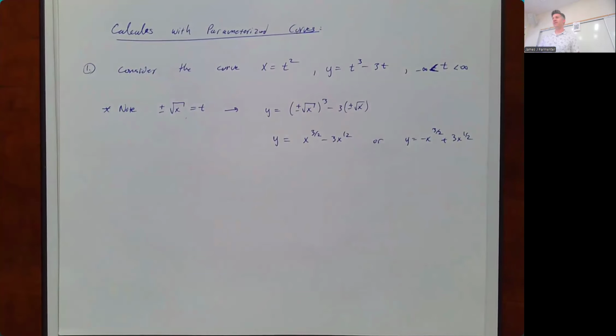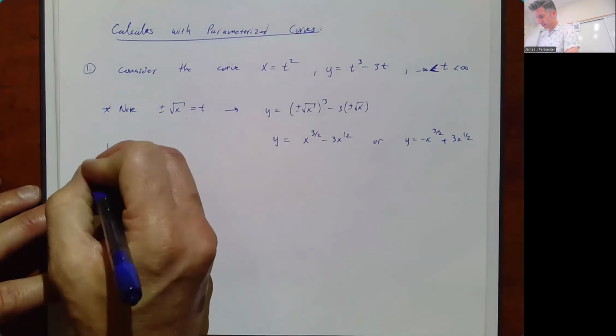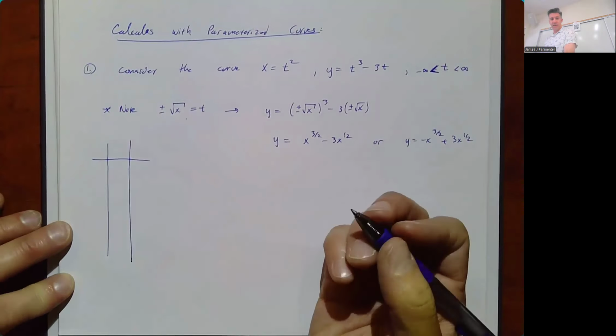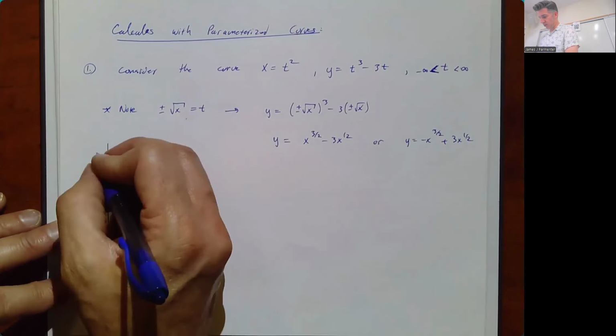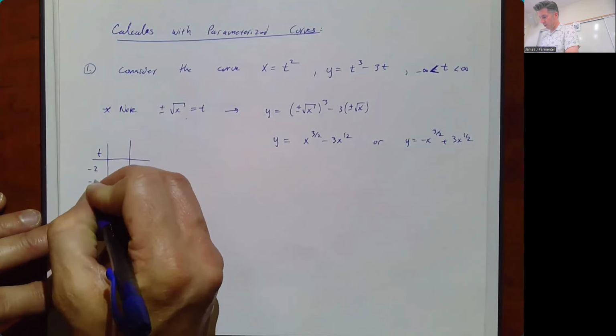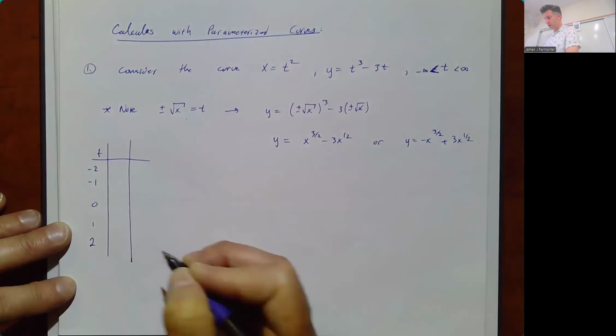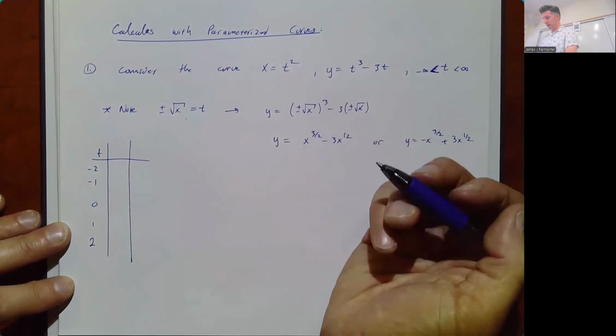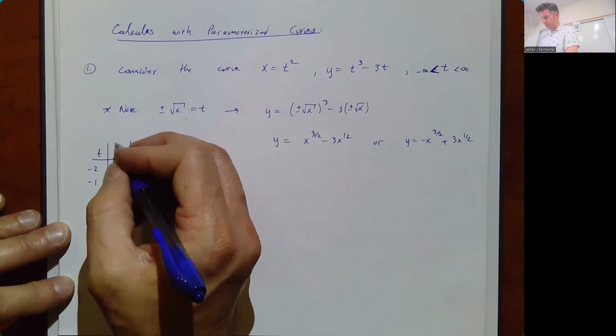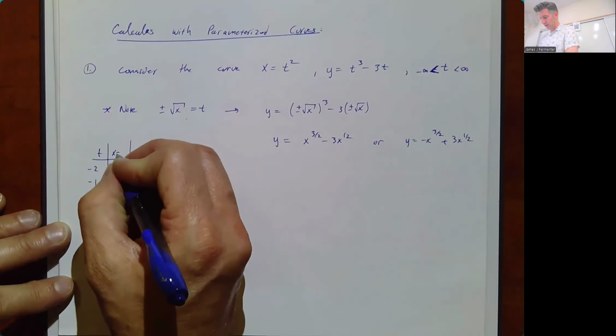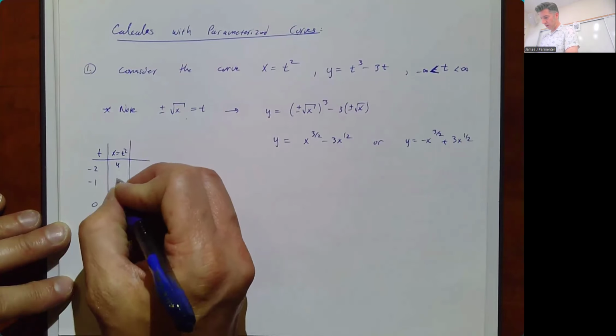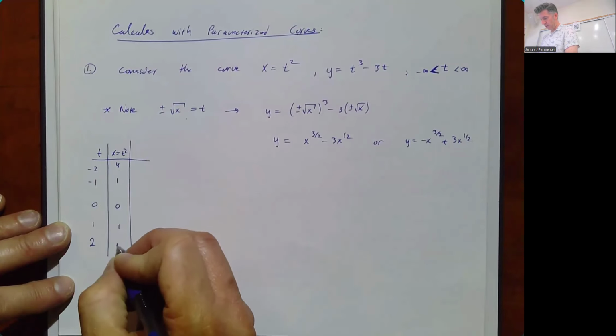So instead, if I have something that's not very usual, I'm just going to start plotting points. So let's plot some points. We'll pick some convenient t values like t equal to -2, -1, 0, 1, and 2. And then we'll find the corresponding x and y values. So the x values are easy. X is just t squared. That's going to be 4, 1, 0, 1, 4.